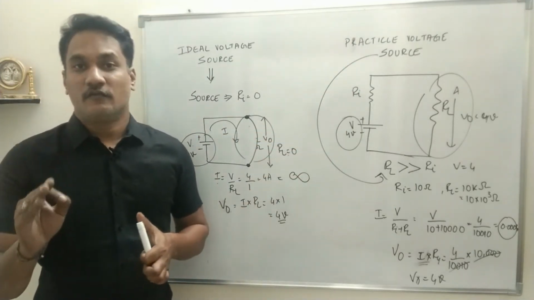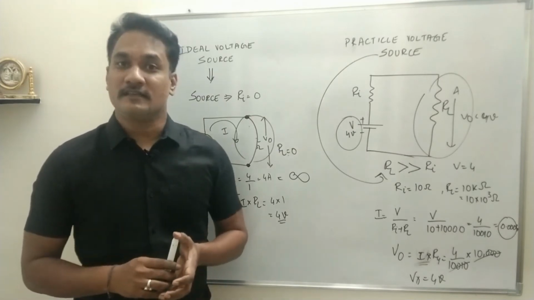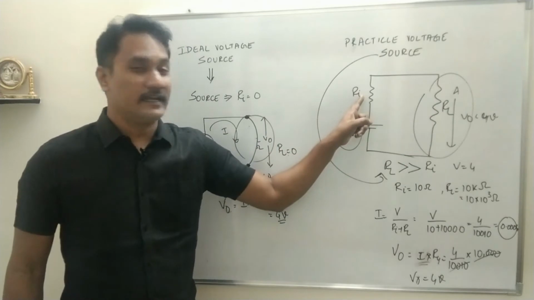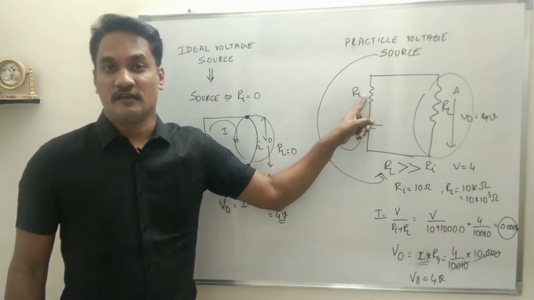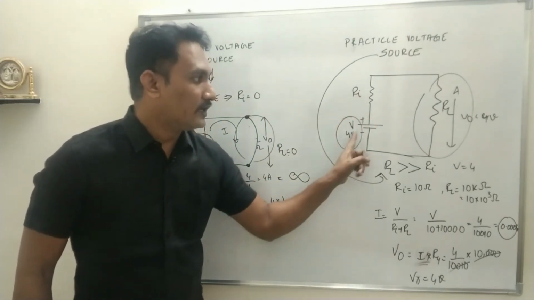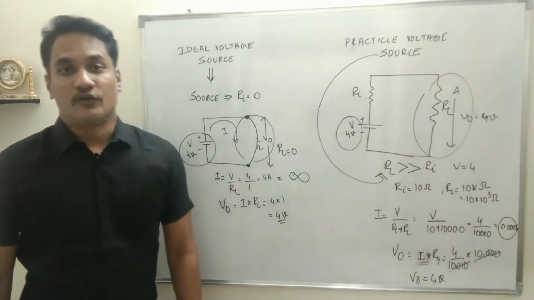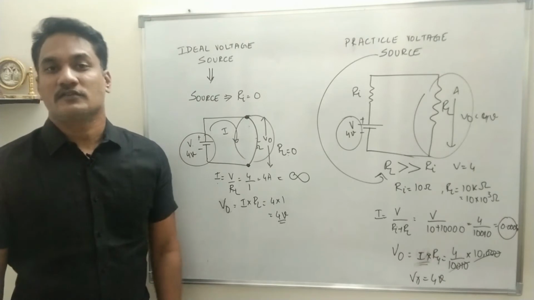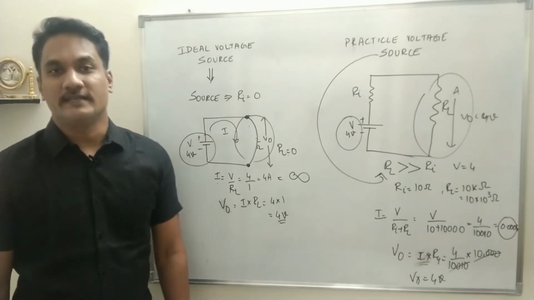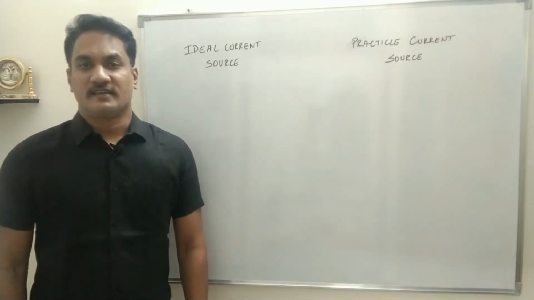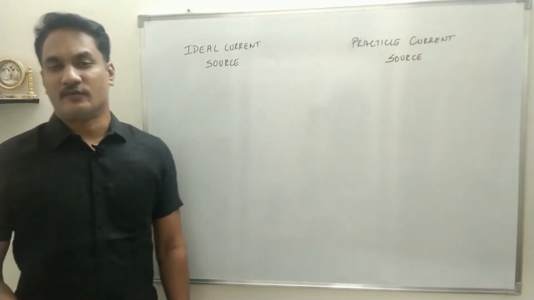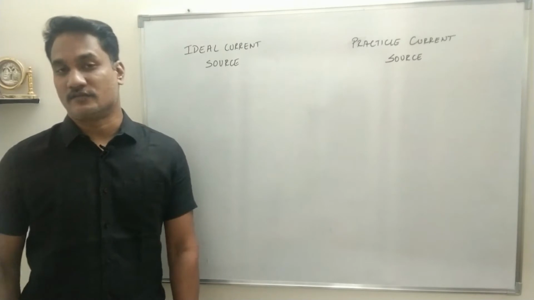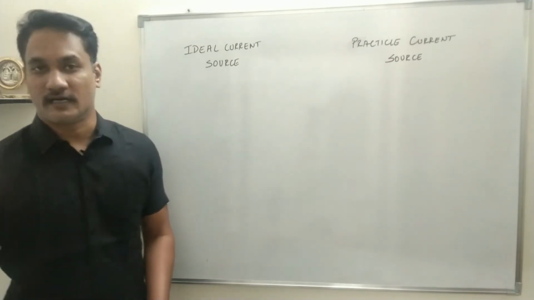So every voltage source will have internal impedance, but if the load resistance is much greater than the internal resistance of the source, जो भी आप इनपुट में दोगे पूरा का पूरा आपको आउटपुट में मिलेगा. So that is the concept of ideal voltage source and practical voltage source. Next, on the same lines, we will try to understand ideal current source and practical current source.